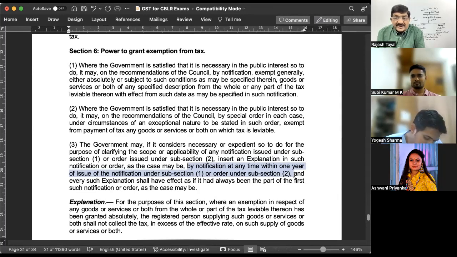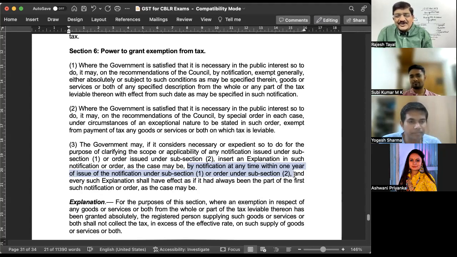Okay. And when can the notification be issued? Within 1 year of the passing of the order or notification. Within 1 year. Right? This is the issue of notification. Issue or publication, which comes first? Issue. Earlier also I have answered this question. Issue always comes first and publication will come later. Issue means the moment it is signed by the competent authority.